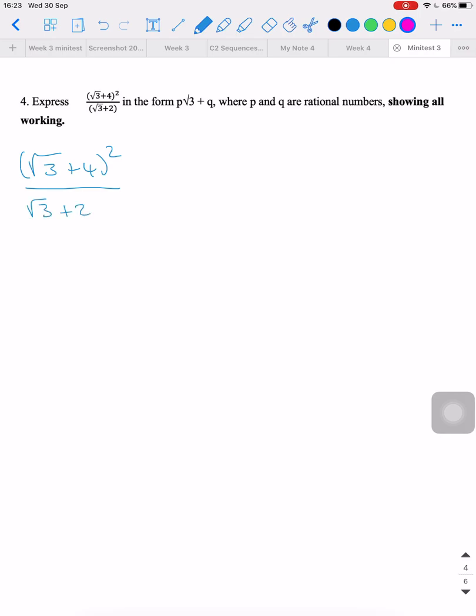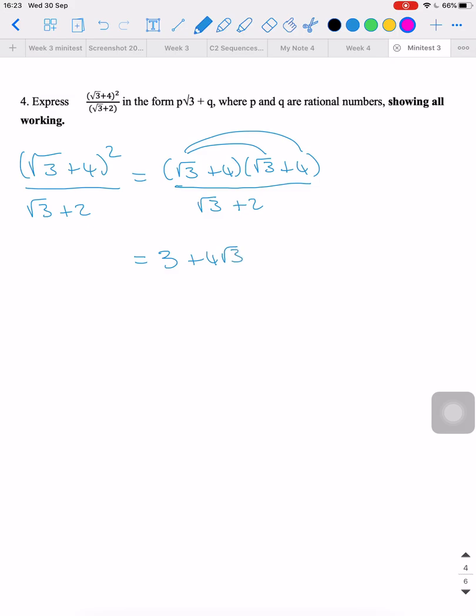Okay, so first thing I'm going to do before I actually rationalise the denominator, I'm going to square out that numerator. So multiply those brackets out. So that's going to be root 3 times root 3, so that's just 3. 4 times root 3, another 4 times root 3, and 4 times 4. And I haven't done anything to the denominator yet, so I'm not rationalising the denominator, I'm just squaring out those brackets.